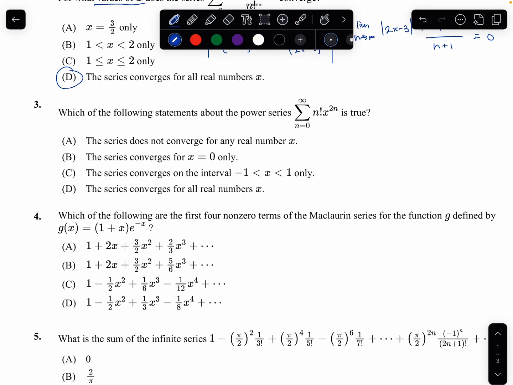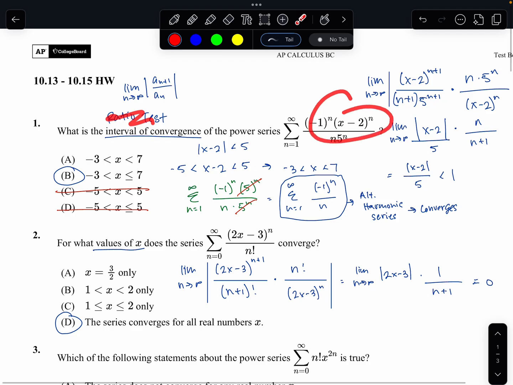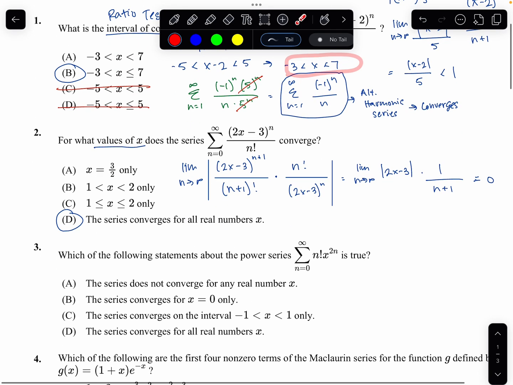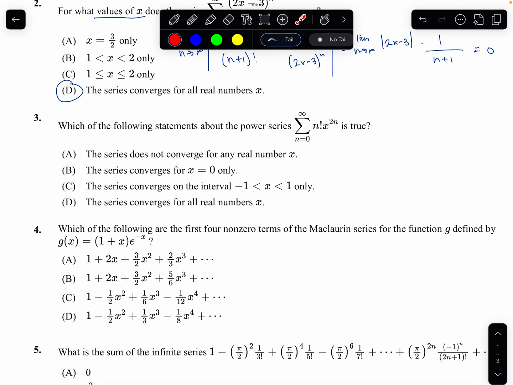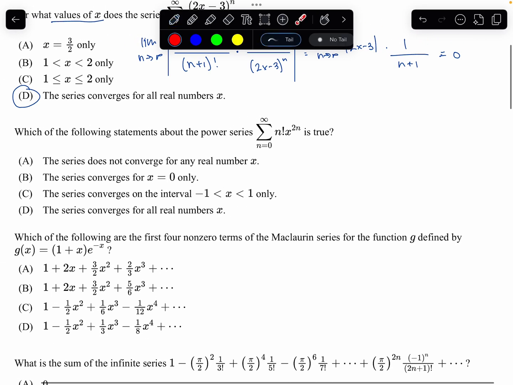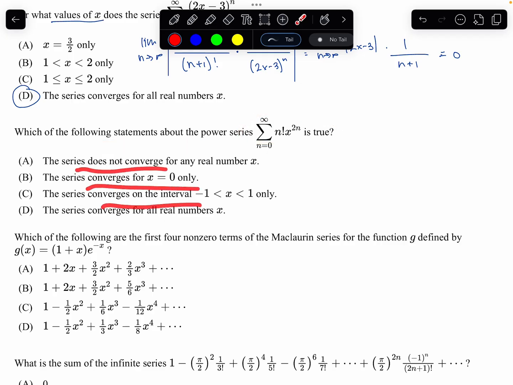Alright, and for 3, we're going to see a third case. So far we've covered 2 cases of the ratio test of power series. There's the case where there's actually a finite interval, and the second one is that if it's equal to 0, it converges for all numbers x. And then the third case, well, let's go ahead and see what we get here. We're trying to find which of the following statements about the power series is true. All of these are talking about an interval of convergence, so let's go ahead and find that.